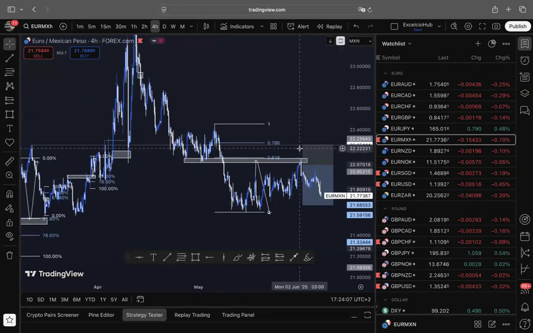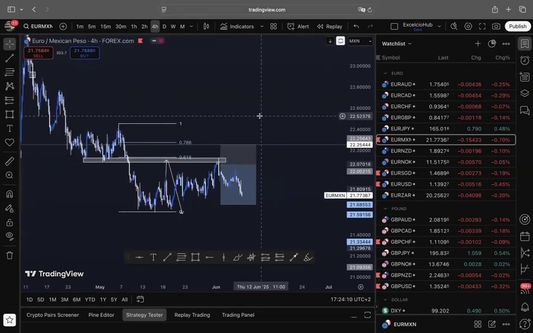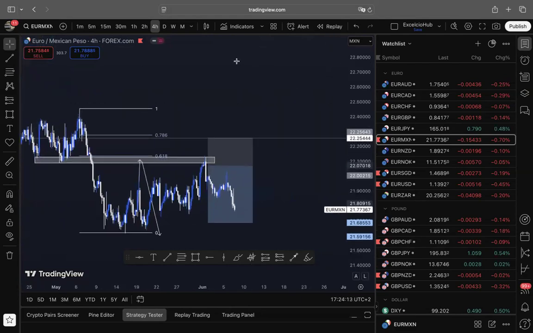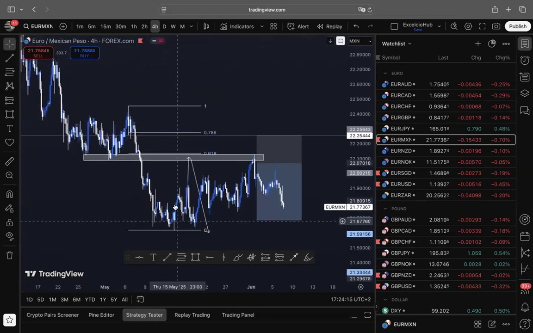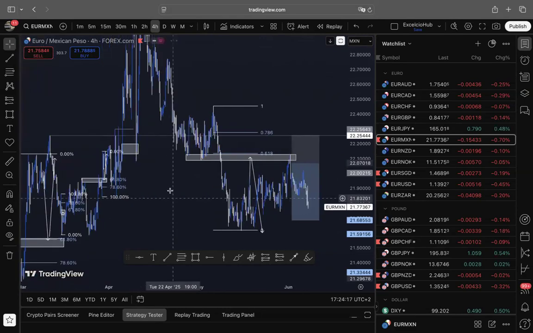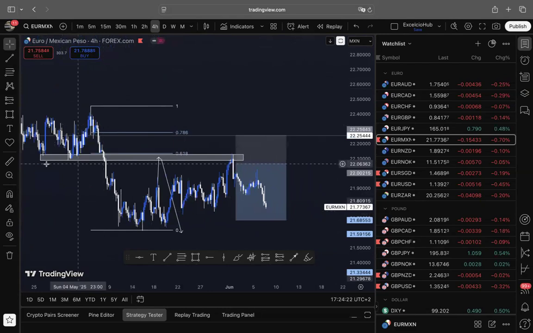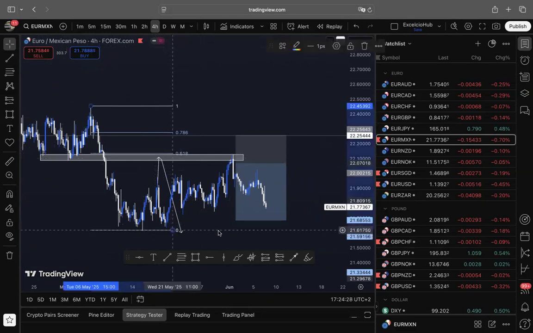So, starting with the Euro pairs, we have EUR-MXN. This analysis was shared on the last weekly outlook. We have this new downtrend structure with lower lows and lower highs. Clean break. We also have a 61.8 fib. Let me extend.